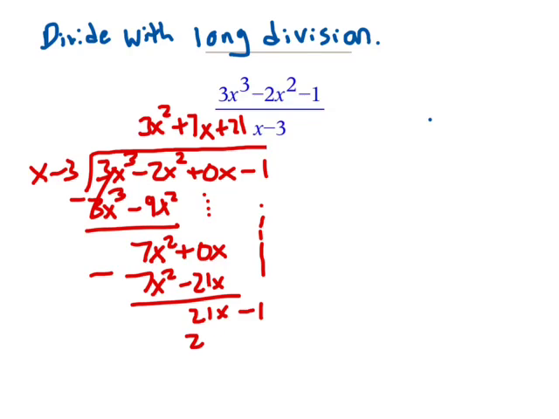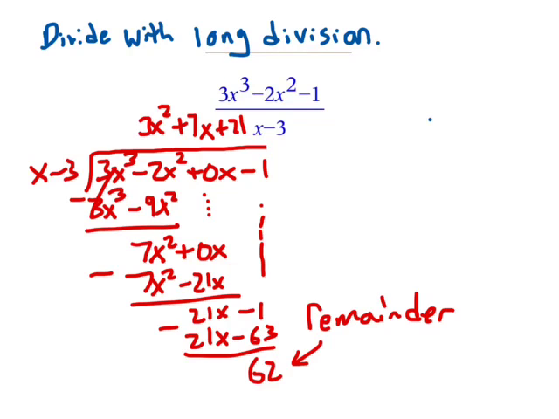And that gives us 21x. And 21 times negative 3 is going to give us negative 63. And we subtract. Negative 1 minus negative 63 is going to give us 62 positive. And this here is our remainder. Alright, so we found our remainder.